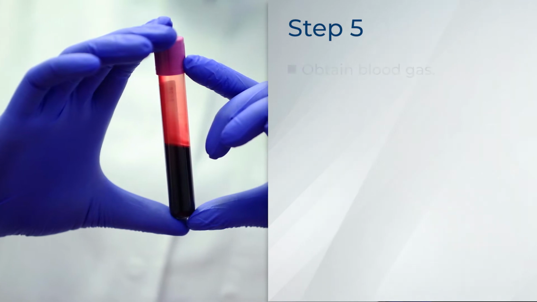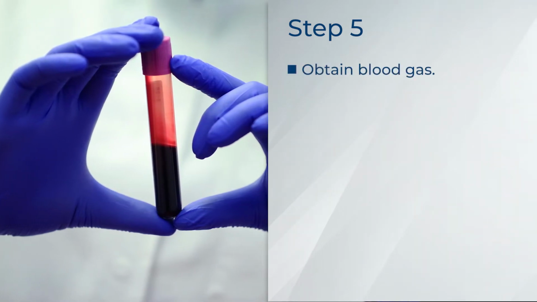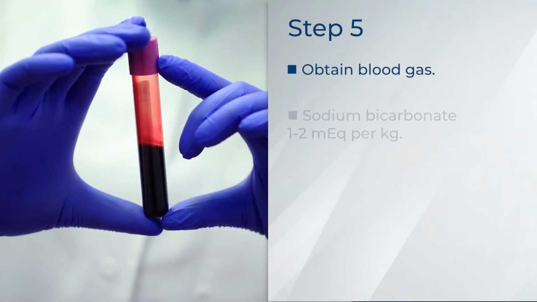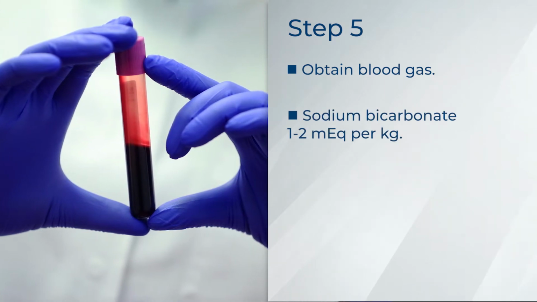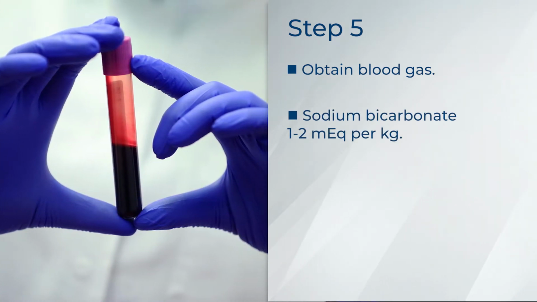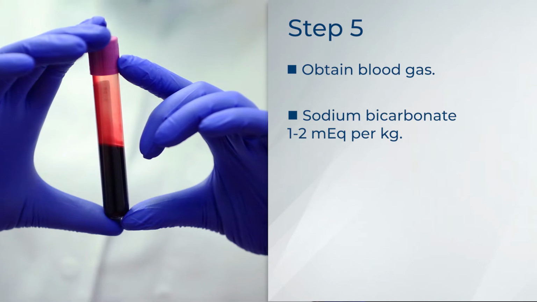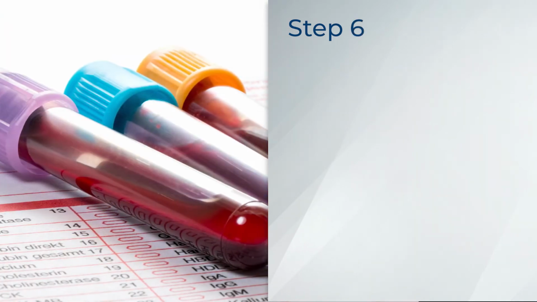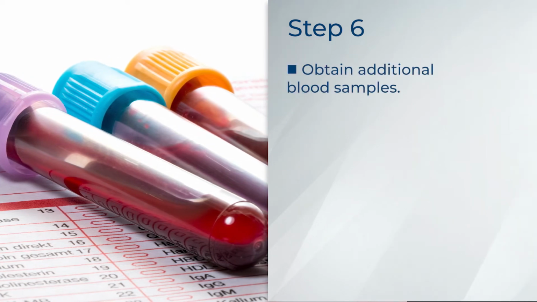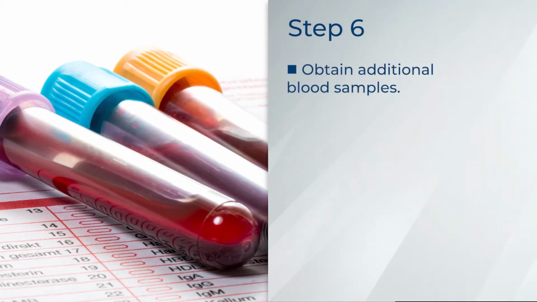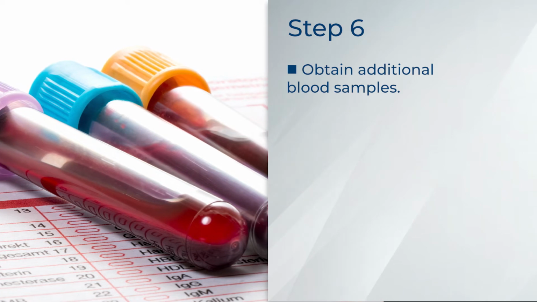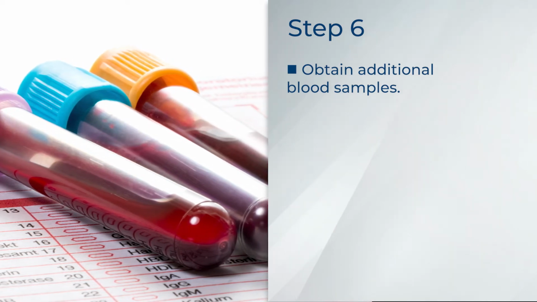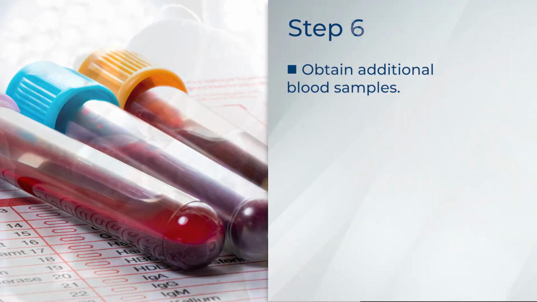Step 5. Obtain a blood gas to determine the degree of metabolic acidosis. Consider administration of sodium bicarbonate 1 to 2 milliequivalents per kilogram doses for base excess greater than -8. Step 6. Obtain additional blood samples for electrolytes, CK levels, serum myoglobin, coagulation parameters, and fibrin split products.